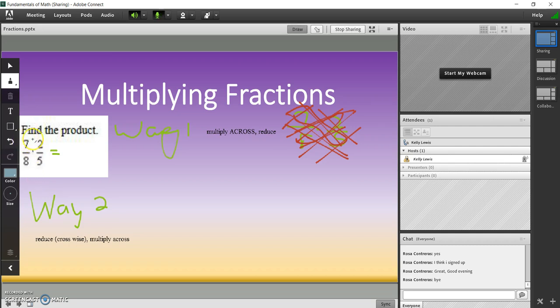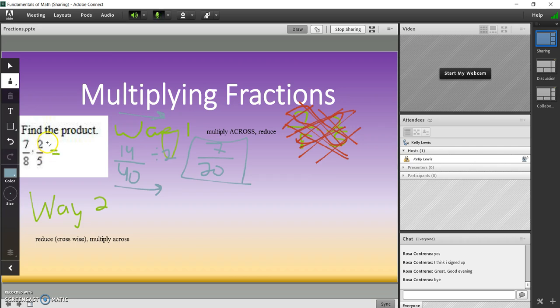All right, multiply across. So 7 times 2 is 14. 8 times 5 is 40. But it always has to be simplified, right? So let's divide everything by 2. We get 7, and 40 divided by 2 is 20. So we get 7 over 20, and that can't be reduced. Way 2 says we multiplied across, 7 times 2, 8 times 5, and then we reduced.